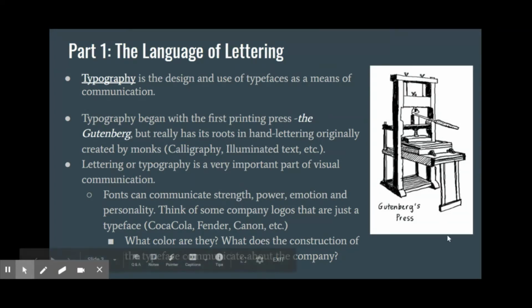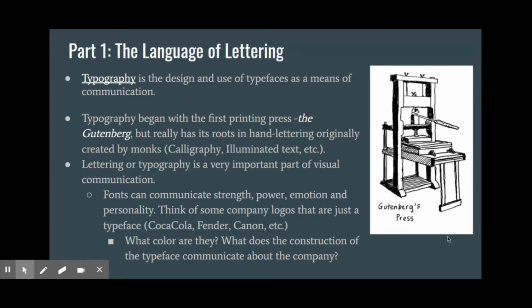But typography really has its roots in hand lettering, which was originally created by monks and would be known as calligraphy or illuminated text and other examples of that. Lettering or typography is a very important part of visual communication. Fonts can communicate strength, power, emotion, and personality.